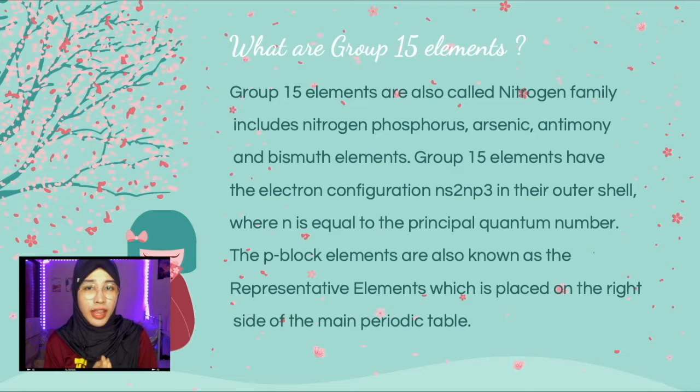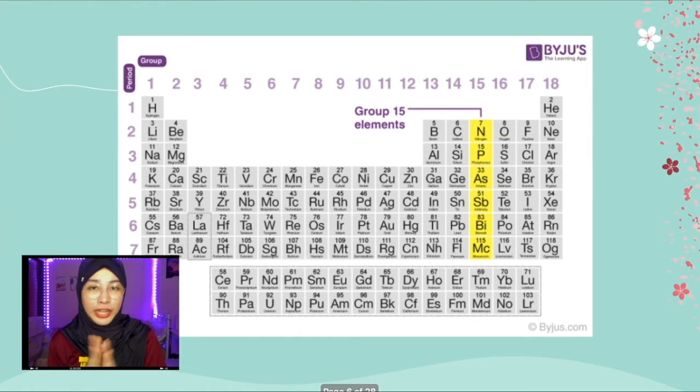Group 15 elements have the electron configuration ns2 np3 in their outer shell, where n is equal to the principal quantum number. The p block elements are also known as the representative elements, which are placed on the right side of the main periodic table.